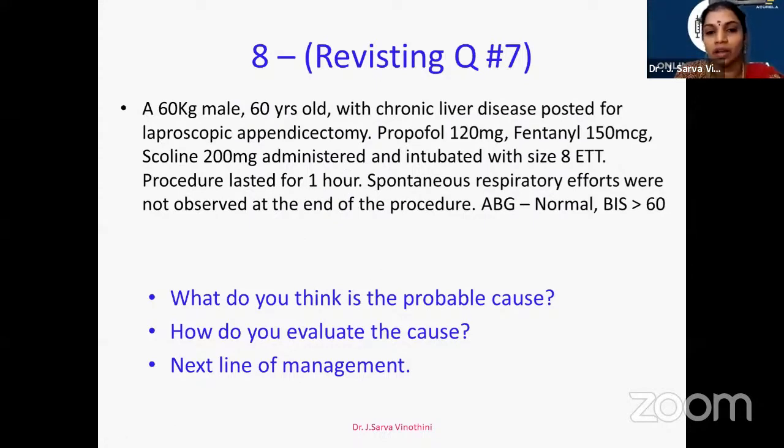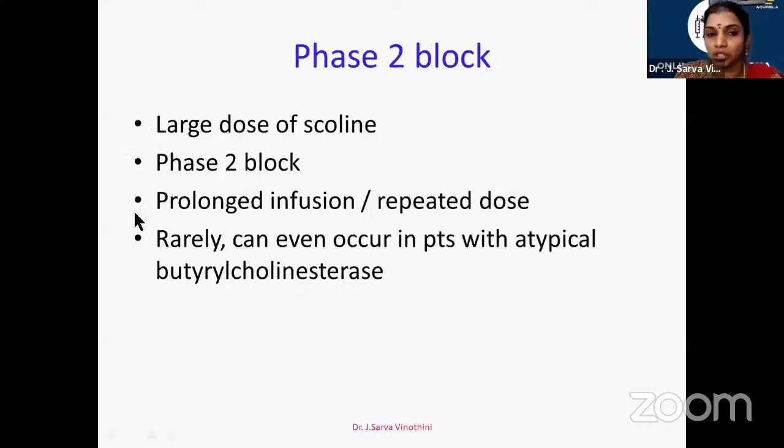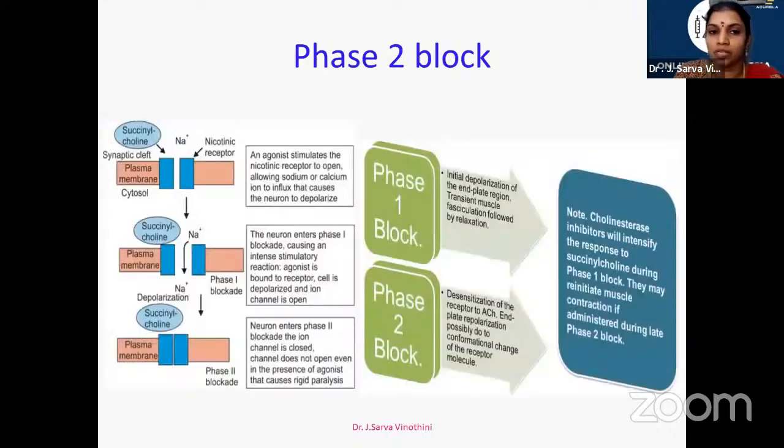Now, what do we think? Here, he had been administered a large dose of scolan. So we have to think in terms of phase 2 block. Phase 2 block occurs with prolonged infusion or repeated doses or large doses of scolan. Very rarely it can even occur in patients with atypical butyrylcholinesterase enzyme.